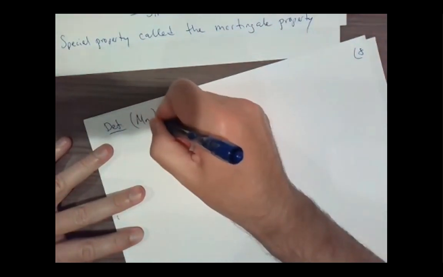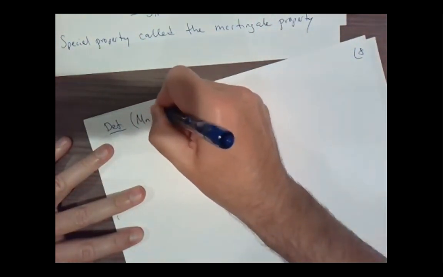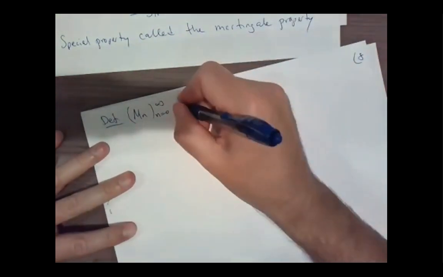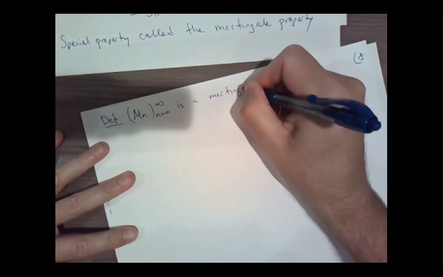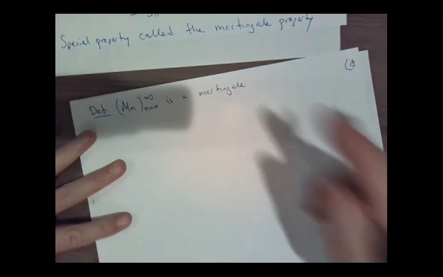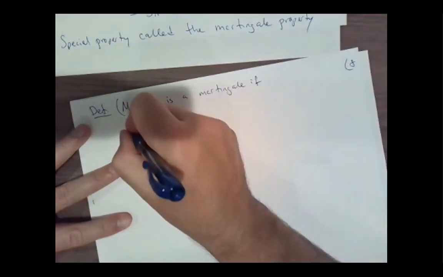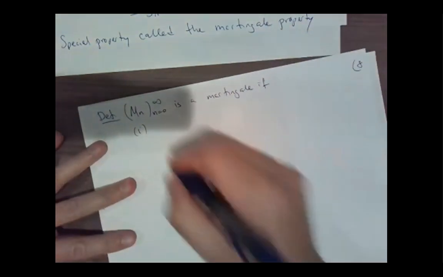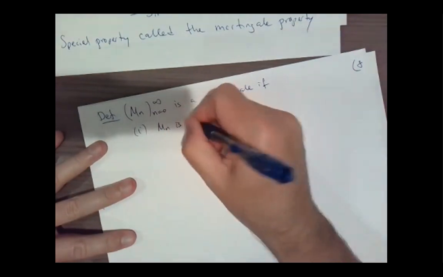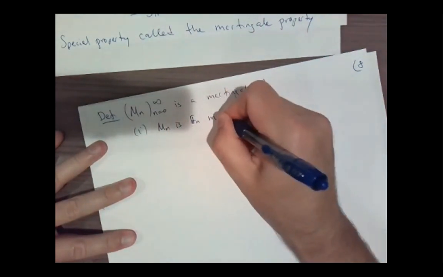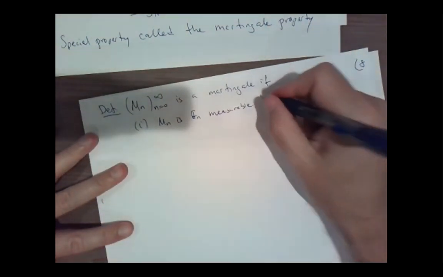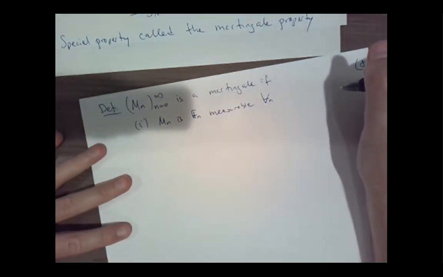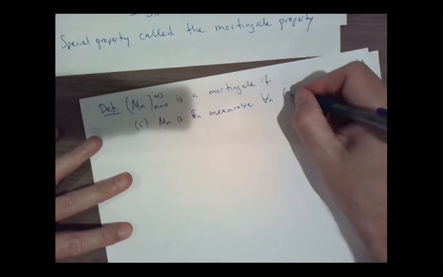Let me use M. This is a martingale. You take a sequence of random variables and you talk about a martingale property if, and then there are three conditions. The first one is that Mn is going to be Fn measurable, and this is for all n. This here is also called adapted.